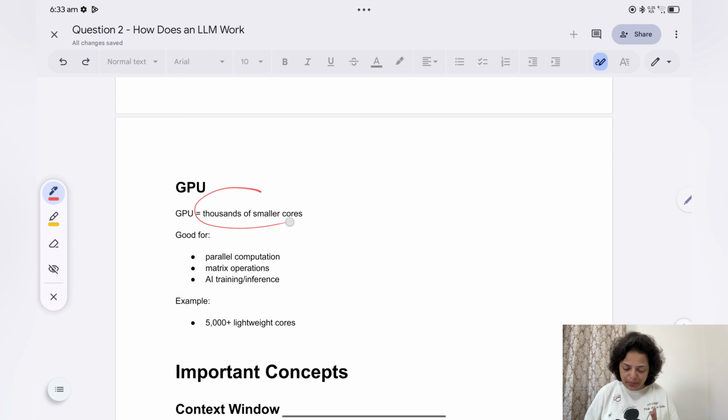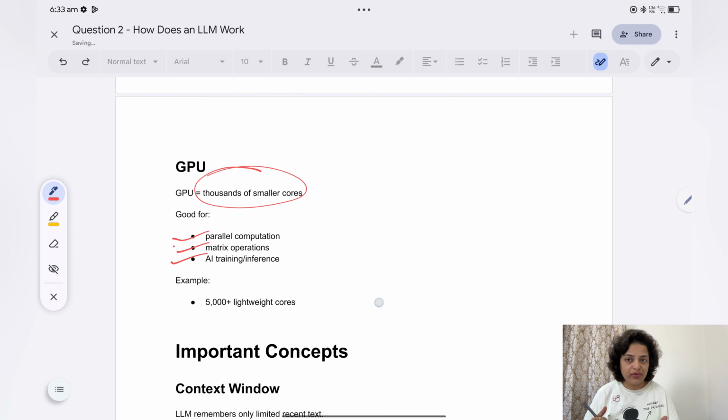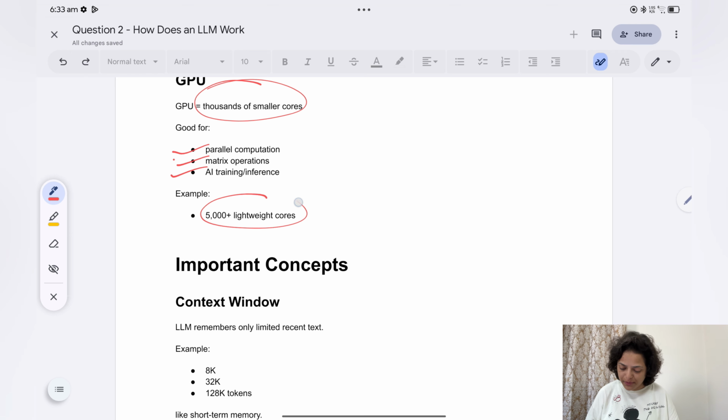But a GPU has thousands of small cores. This is very huge, and it is good for parallel computing and matrix operations. Here you can see vectors, and then you need to perform dot product and find cosine similarity. All these kinds of calculations you need to do to find similar words. So matrix operation is important here, and then AI training and inference. For all these things we use the GPU. For example, one GPU can have 5,000 plus lightweight cores.